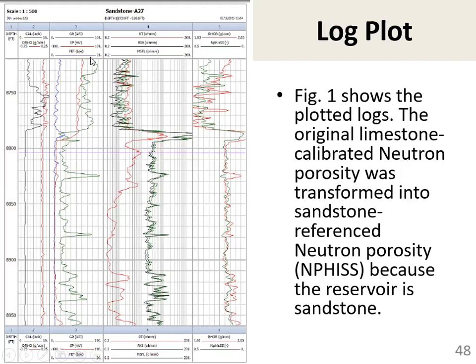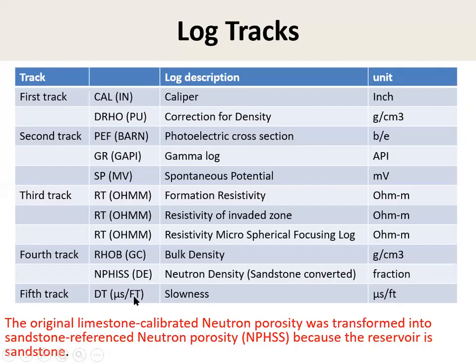The gamma ray API scale is from 0 to 100. Caliper, I think, is 6 to 16. The density correction curve from minus 0.75 to 0.25. So basically, that's it for the scales. So this is just a description, and in most log headers, you will have this.